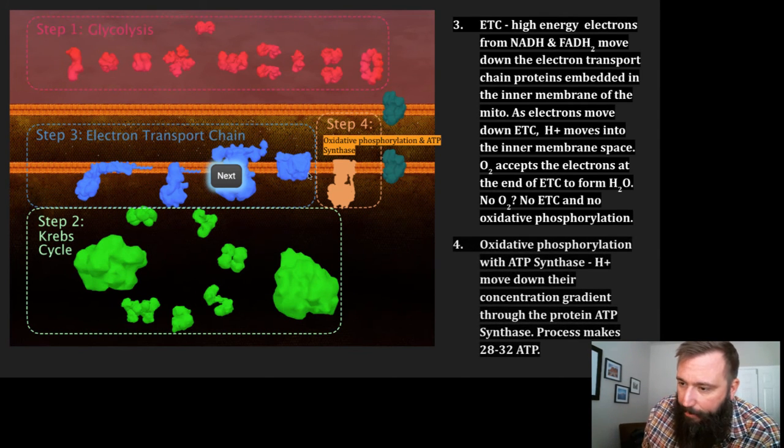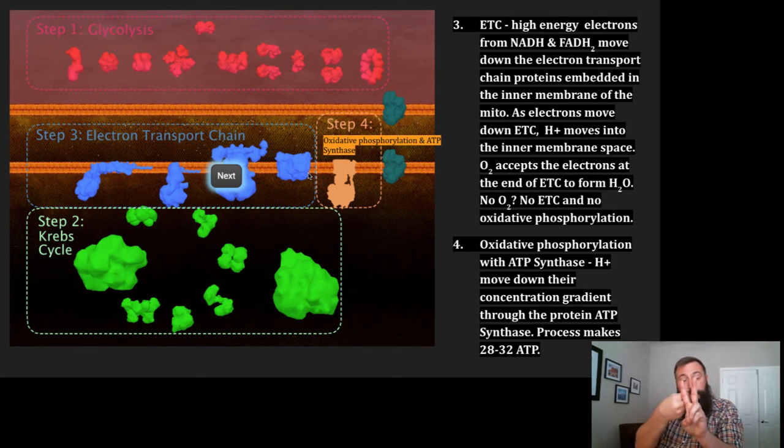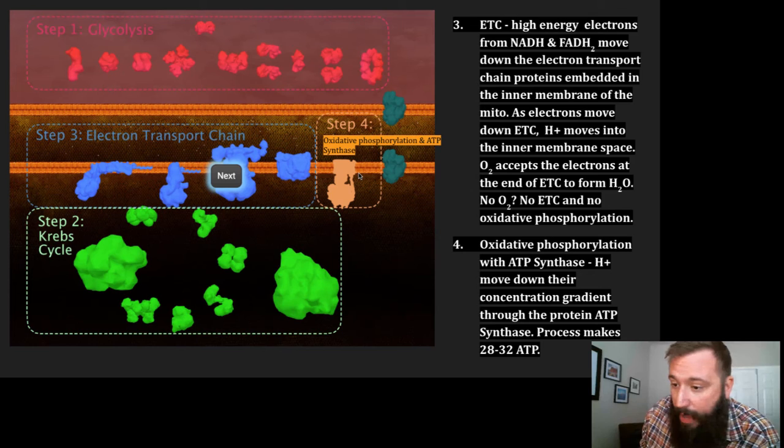All right, and then step 4, that brings us to oxidative phosphorylation, which is a fancy way of saying the production of ATP. We're phosphorylating ADP, adding a phosphate to it to make it ATP. It has a little bit more potential energy. That third phosphate helps us do some work.